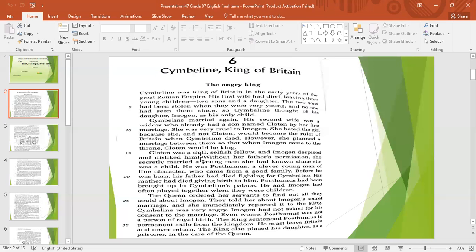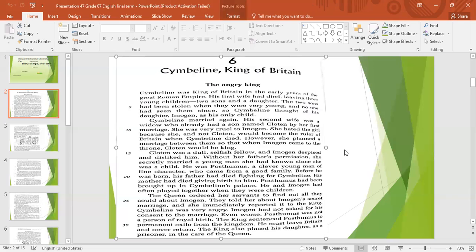Cloten was a dull-minded, selfish fellow, and Imogen despised him. Despised means treated with contempt. She secretly married a young man she had known since she was a child. Now, here you can see that Imogen had already married another man. Her stepmother is making a plot to marry Cloten and Imogen so that her son can become the king of the country. But Imogen had already married.